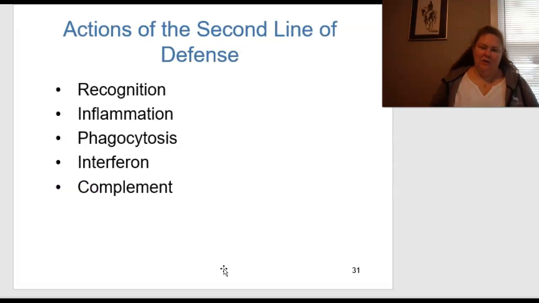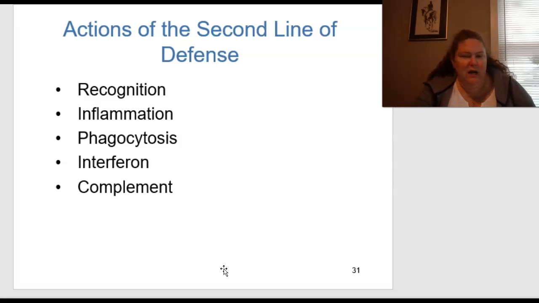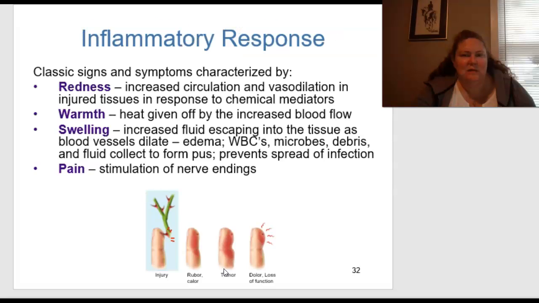So what are the actions of our second line of defense? Well, basically it's recognition, right? Inflammation, phagocytosis, the interferon components, and the complement system. Specifically talking about our inflammatory response, the classic signs and symptoms are characterized by redness, warmth, swelling, and pain. This is figure 14.2 in your book, titled The Response to Injury, and this is the classic series of reactions.